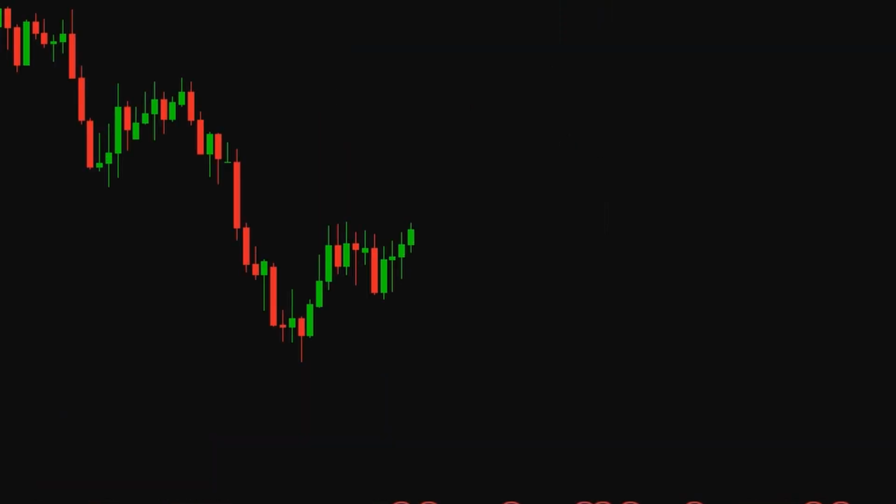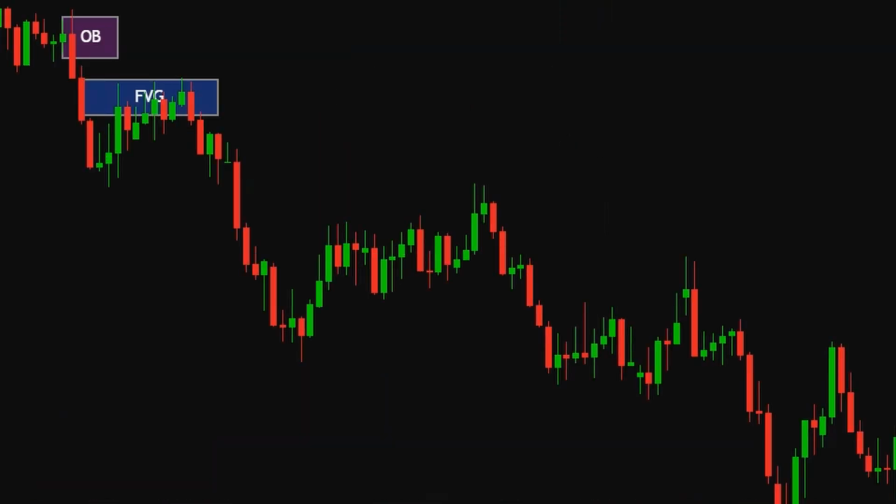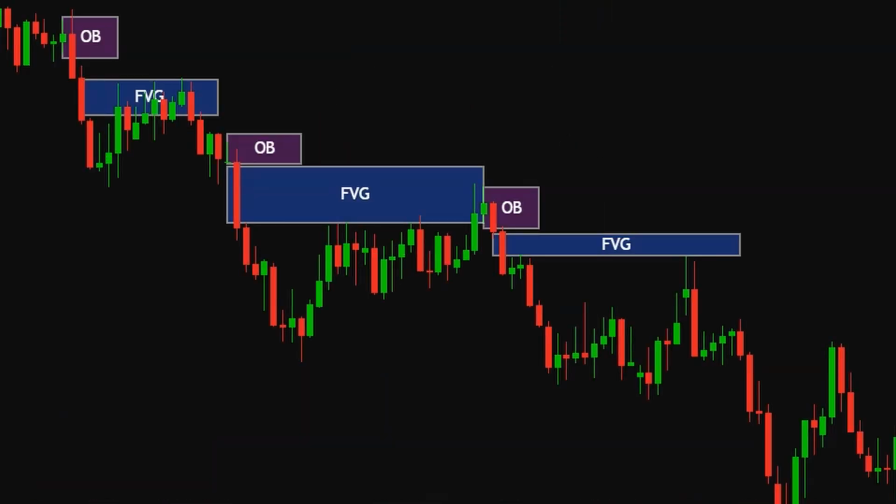Now here's another example. A bearish leg creates several impulses, leaving both OBs and FVGs along the way. When price comes back, notice how it tests and reacts off the FVG zones that sit very close to the OBs. These FVGs act like magnets, especially when they're aligned with nearby structure.